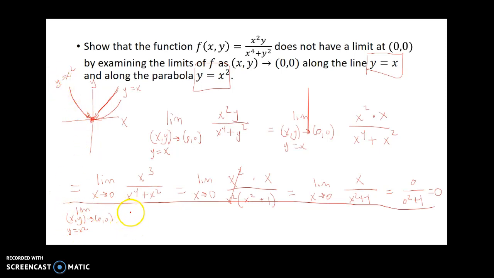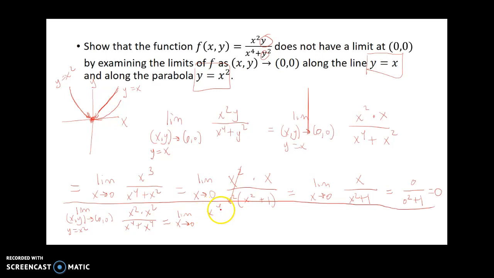Well, that's going to mean that if y equals x squared, I'm going to get x squared times x squared, because my original function has a y there, and then over x to the 4th plus I'm going to replace y with x squared, so I'll have x squared squared, which is x to the 4th. And, oh, cool, so now I notice that I only need to worry about x approaching 0, because again, there's no y in here, so y approaching 0 is not going to affect the evaluation of this limit.